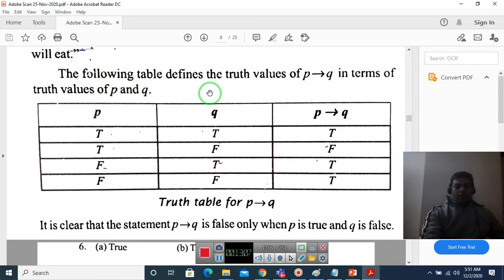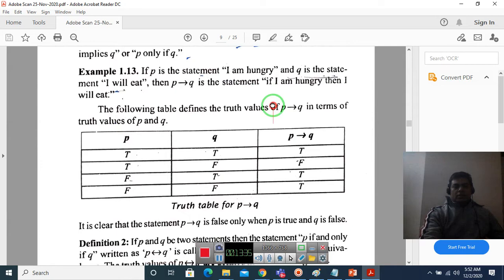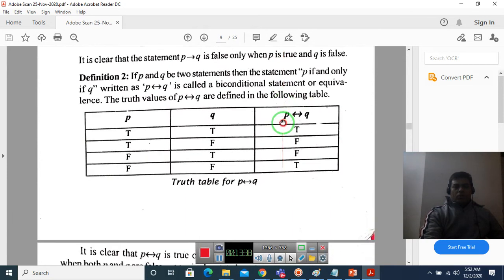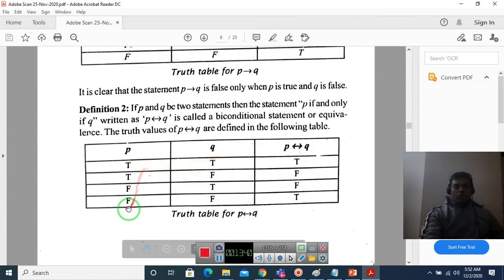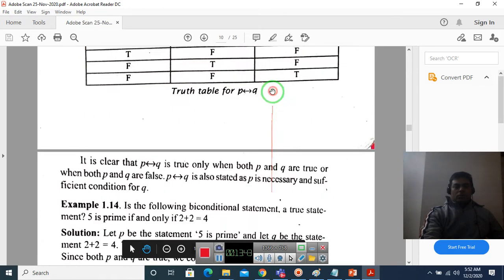The following table defines the truth value of p conditional q in terms of p and q. It will depend on q. If both are true, the result will be true; if both are false, the result will be true; otherwise it is false. That is why, in the conditional, if both are true the result is true, both false the result is true, otherwise false.